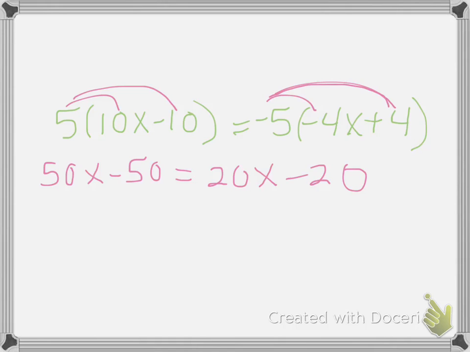Okay, now we've got to move it so the x's are on the same side and numbers are on the same side. So if I want to move this 20x over, right now it's addition because it's positive, so I'm going to subtract 20x to get rid of it. So it'll cancel. 50x minus 20x is 30x. Remember, the x's don't change.